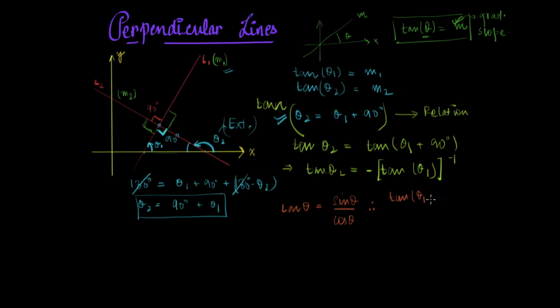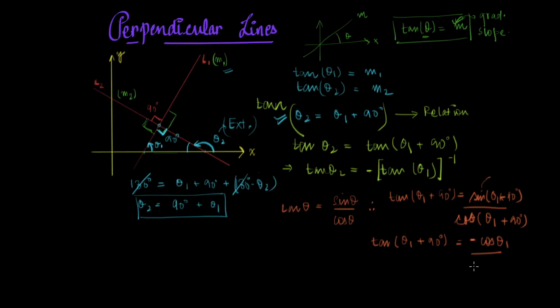tangent of theta 1 plus 90 degrees turns out to be sine of theta 1 plus 90 degrees divided by cosine of theta 1 plus 90 degrees. You can work that out, you can expand the two formulae in terms of cosine and sine, and you will see that sine of theta 1 plus 90 turns out to be minus cosine of theta 1, and cosine of 90 plus theta 1 turns out to be sine theta 1.